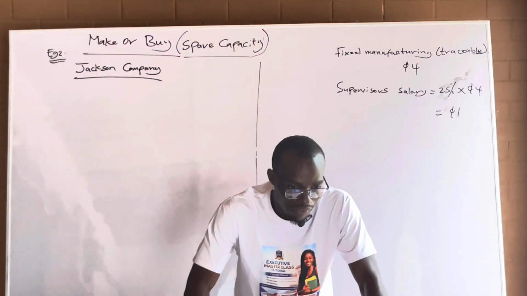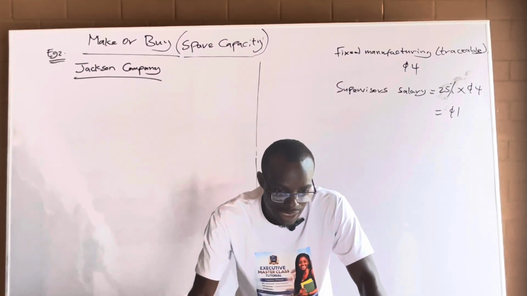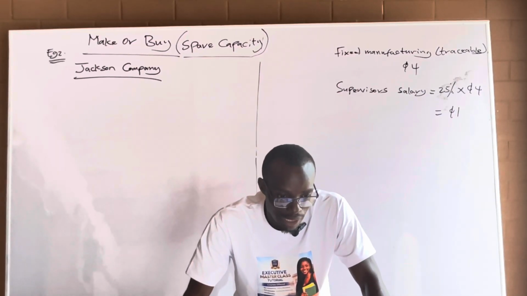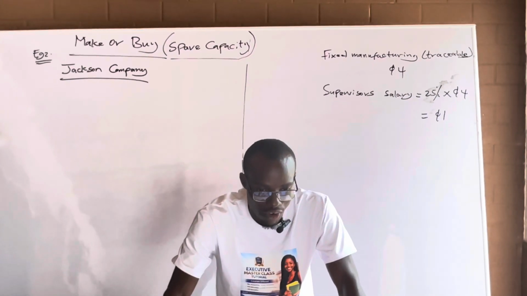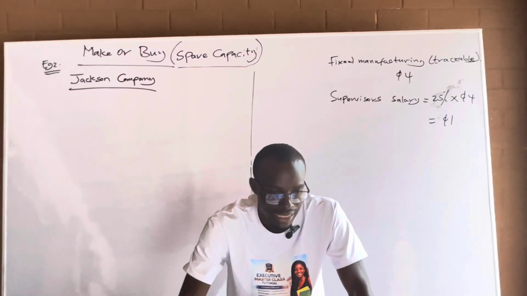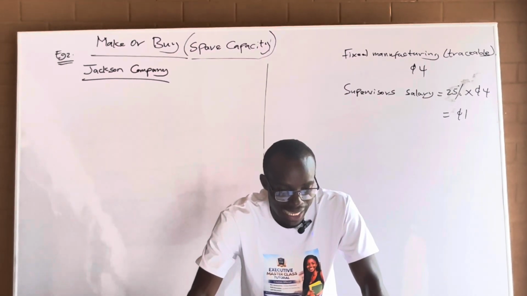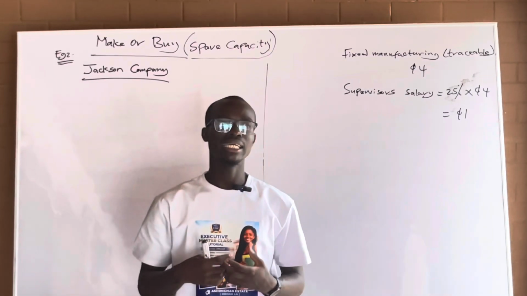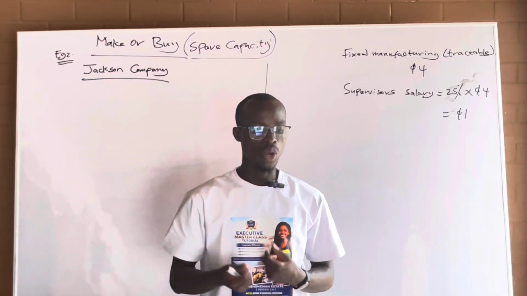So the supervisor salaries could be avoided if production of the part were discontinued. An outside supplier has offered to sell the part to Jackson Company for 30,000 Ghana cedis based on an order of 5,000 parts per year. In this question you can choose to do a total figure, or you can go by a cost per unit.